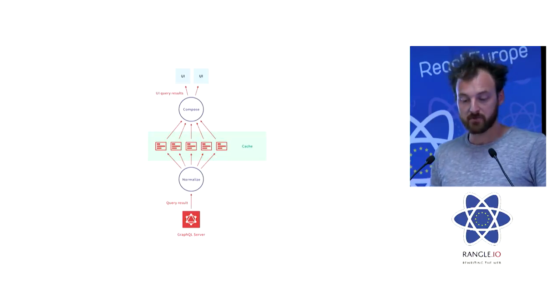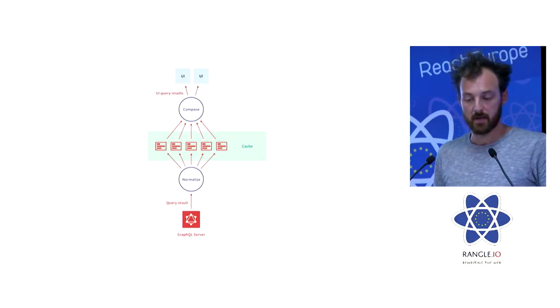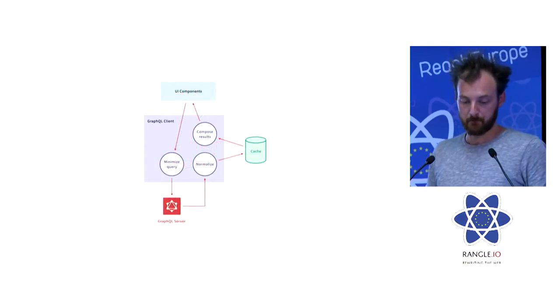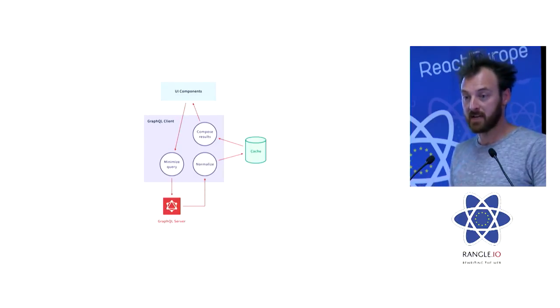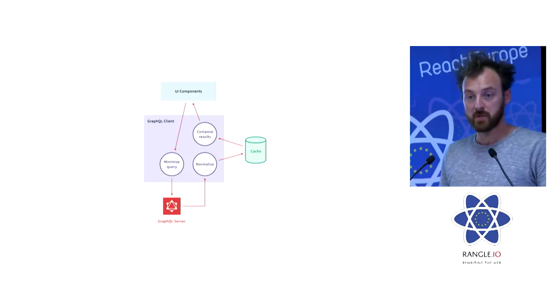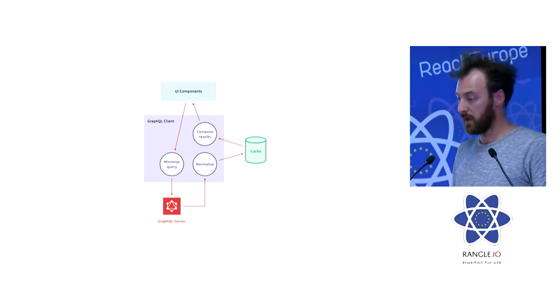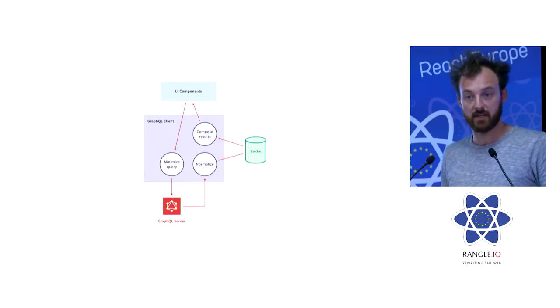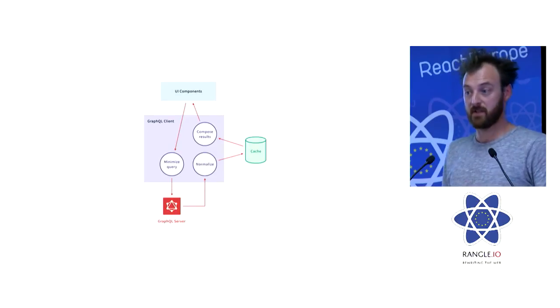There are a bunch of other interesting things you could do with this. So for instance, it allows you to minimize the queries that you actually send to the server. You can do diffing of queries, and that allows you to reuse information that's already in the cache and only query for information that's not there.